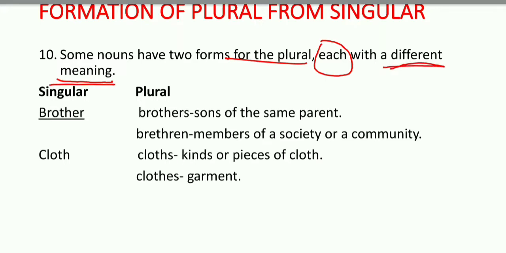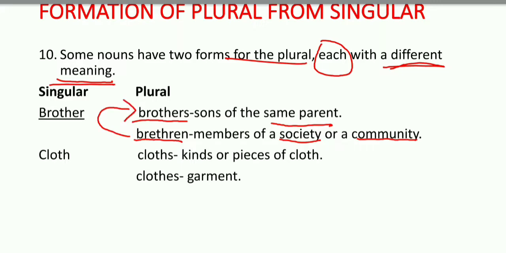Here we have brother. Brother has two plurals: one is brothers and the second is brethren. Brothers means the sons of the same parent. But if we write brethren, we must mean members of a society or community. We cannot use brethren in the sense of brother.